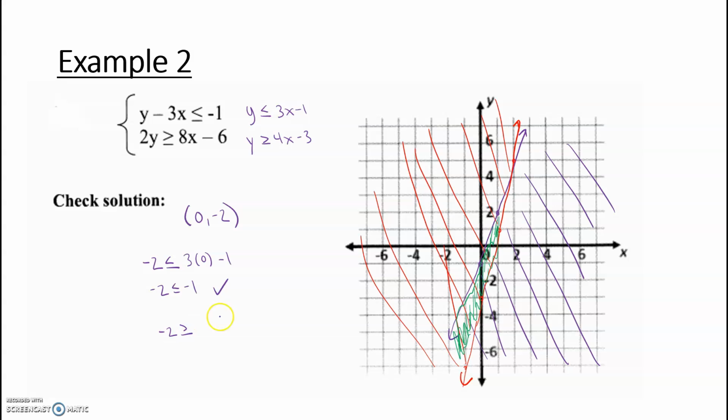is greater than or equal to 4 times x minus 3. I'm just plugging into the second one. So we have negative 2 is greater than or equal to 0 minus 3, which is negative 3. Negative 2 is greater than or equal to negative 3? Absolutely. So we just plugged in something and checked. Now, if you mess up on your shading, you should find out here where you messed up.